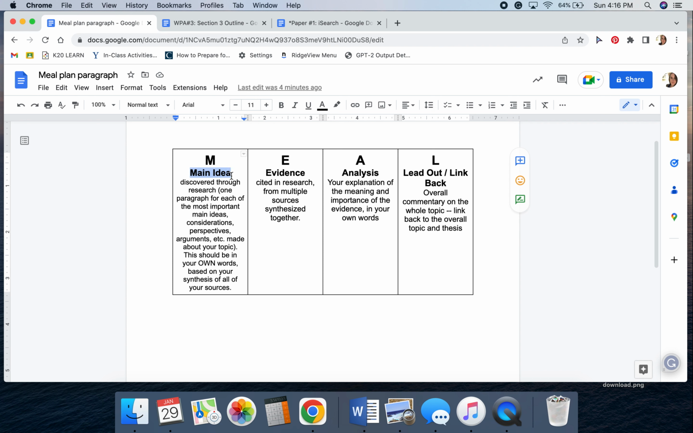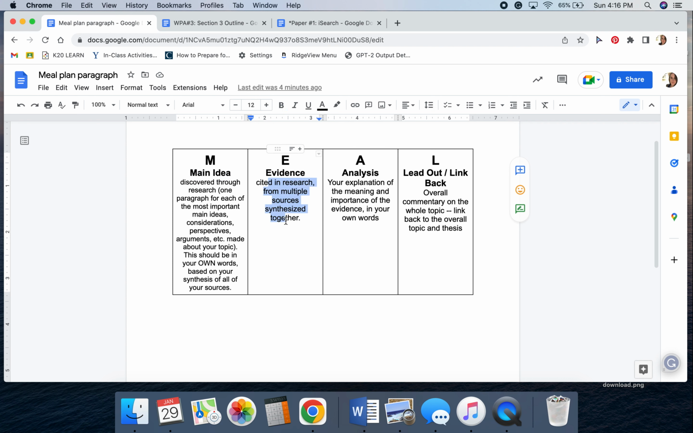So M is the main idea, and again, that's going to be basically the topic sentence, right? You're going to start with a sentence in your own words, not from a source, where you have stated one key thing you found out from your research. And you can even be that direct. You can say, one key discovery I made in my research is blank. And that's going to be one sentence, maybe two, if you need to explain it a little bit.